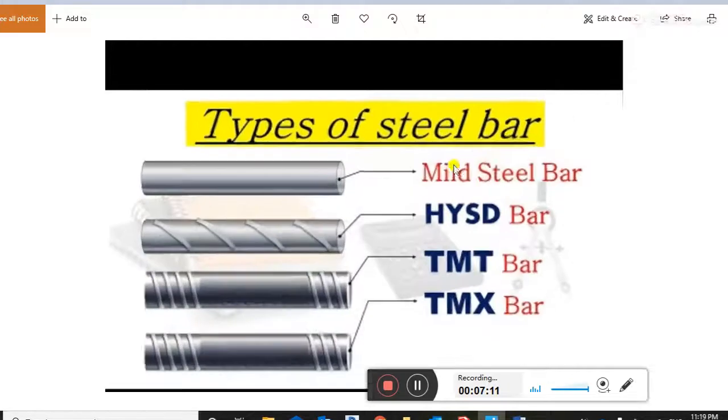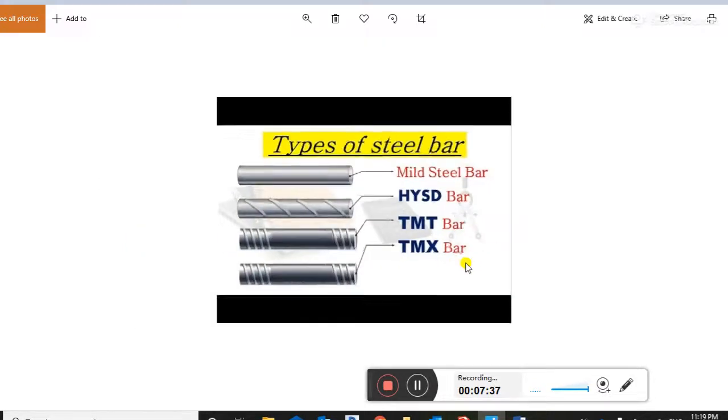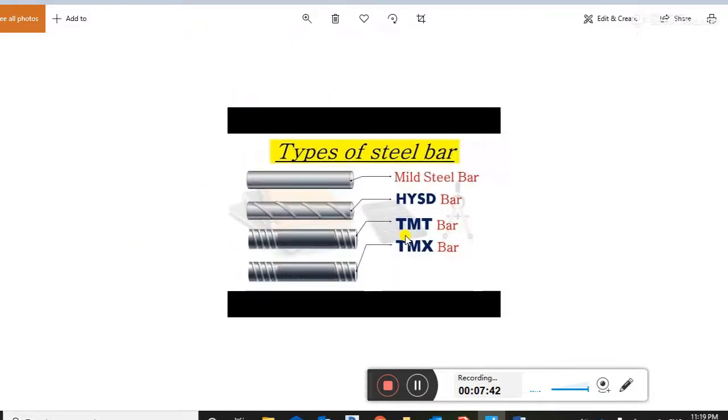Types of steel bars. This is a mild steel bar. This is not rough, this is a smooth surface. Then high yield strength steel, HYSD bar. This is TMT, thermomechanically treated bar. This is TMX. Guys, these are the types of steel rebars used.